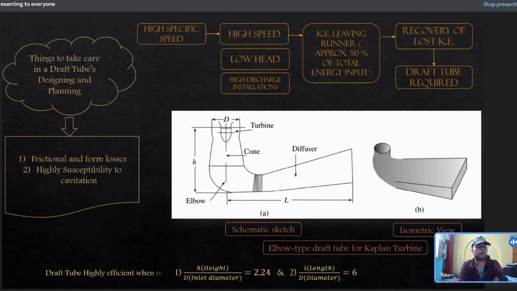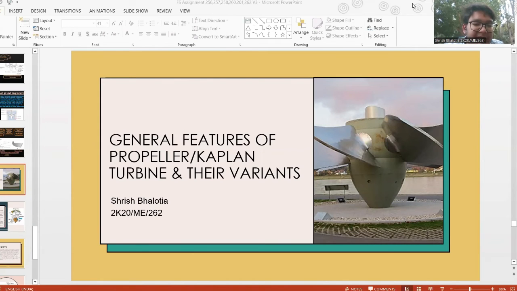Now passing on to Shirish. Greetings, sir. Myself, Shirish Bhalotia, roll number ME262, and I'll be continuing and explaining the general features of propeller, Kaplan turbine, and their variants.